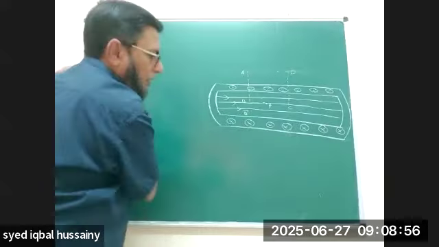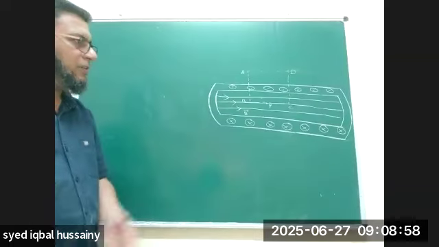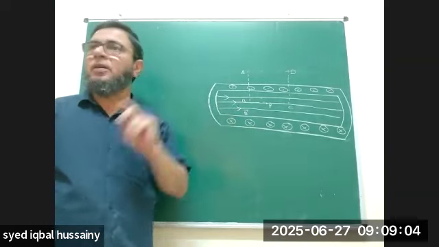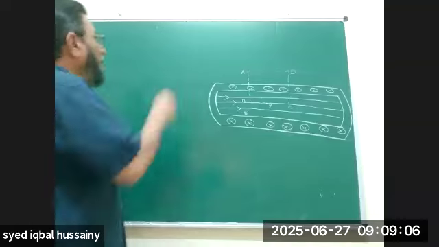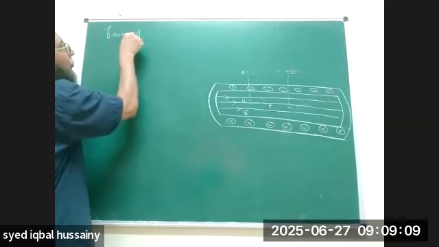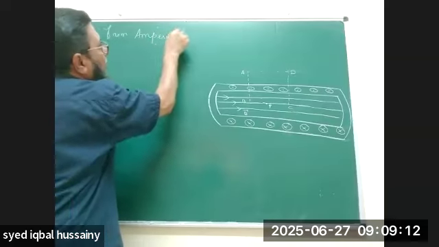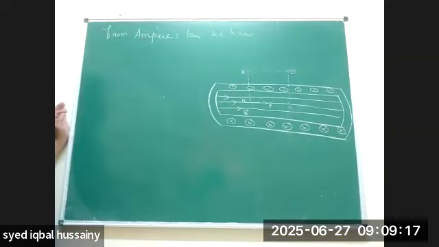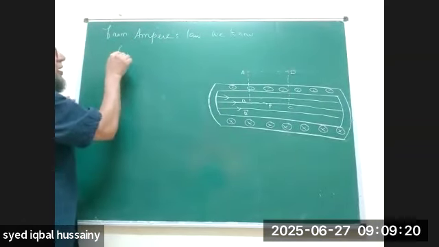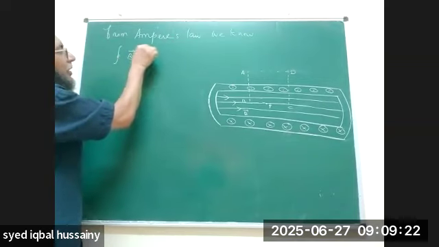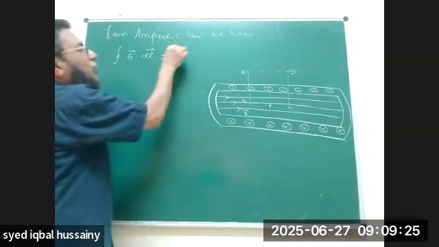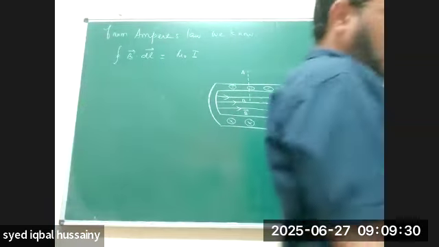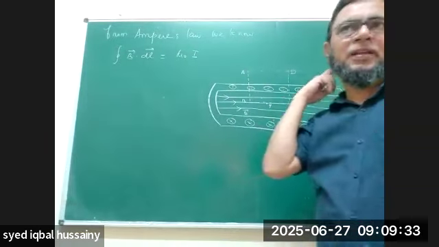So what's our aim? What is my aim? My aim is to calculate the magnetic field at the point P. That is my aim. So from Ampere's circuital law, we know, what is Ampere telling us? The line integral of B vector dot dl vector will be equal to mu naught times I. This is what Ampere's law says.